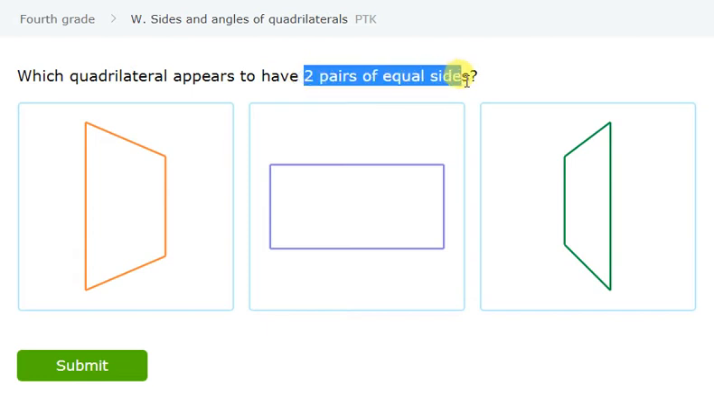Two pairs of equal sides, right? So if you look at this, it has one pair of equal sides. This is one pair. Pair means two lines, right? So this is one pair which are equal, and this pair is not equal to each other. And if you look at this, it has two pairs of equal sides. This pair, right, they are equal, and this pair, this and this, the pair of these two lines is also equal. So that means this is the right solution.